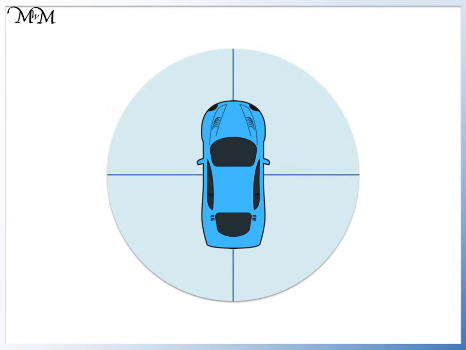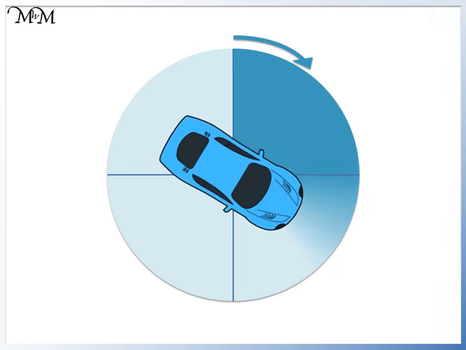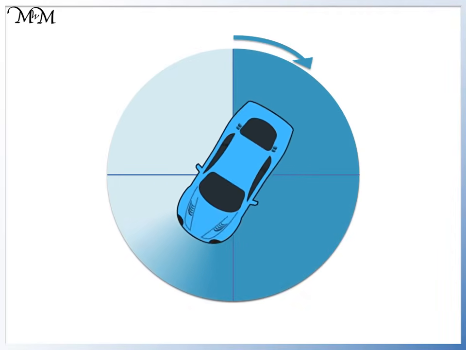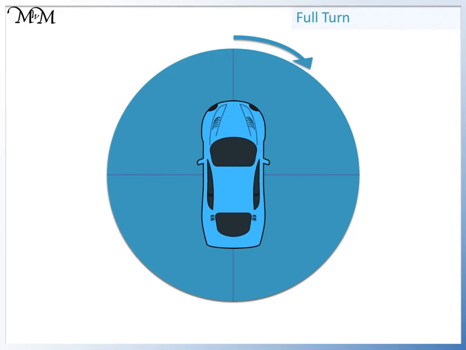We'll begin by looking at quarter, half, three-quarter and full turns. The car will turn in this direction. This is a quarter turn, half turn, three-quarter turn and full turn. We'll look at using these turns in clockwise and anti-clockwise directions.